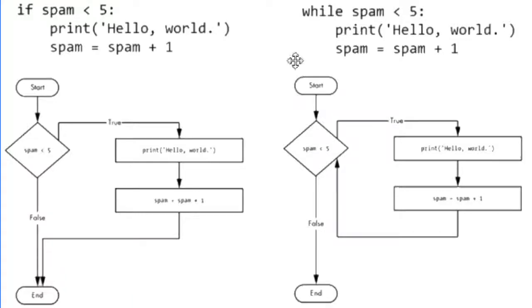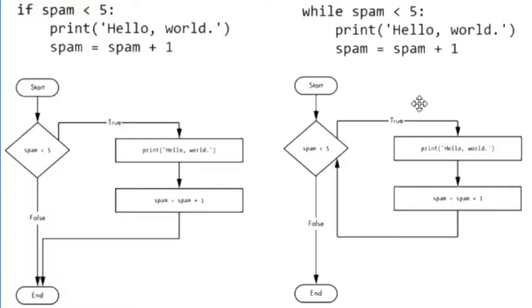Let's now compare the while and the if statements. And the difference is, how do they behave? On the left hand side, we're going to start, and it then goes through your decision, and is spam less than 5? If that's true, it's then going to print hello, and then it's going to go spam plus 1, and then at some point the condition will not be met, and then it will end.